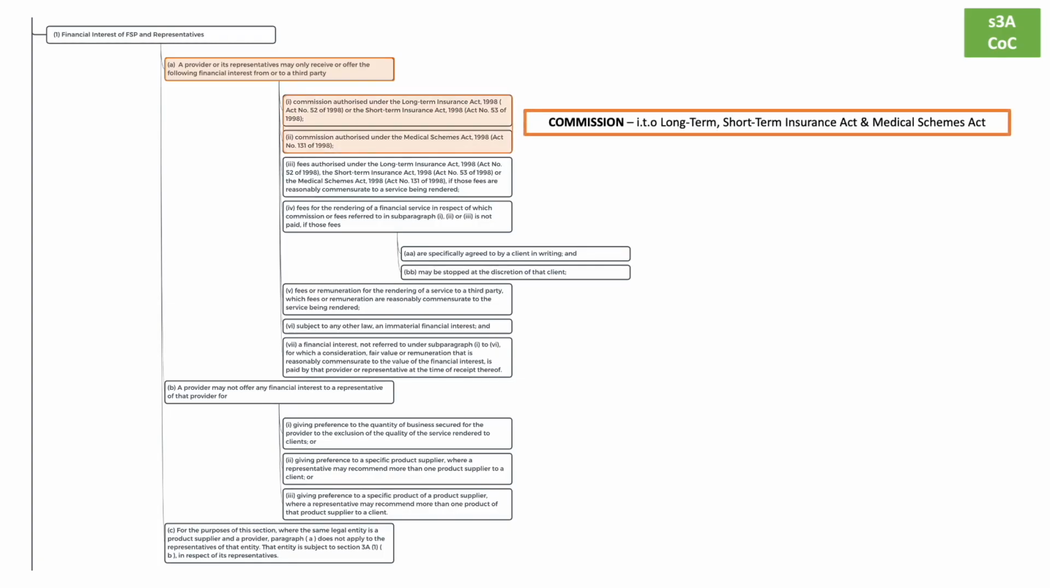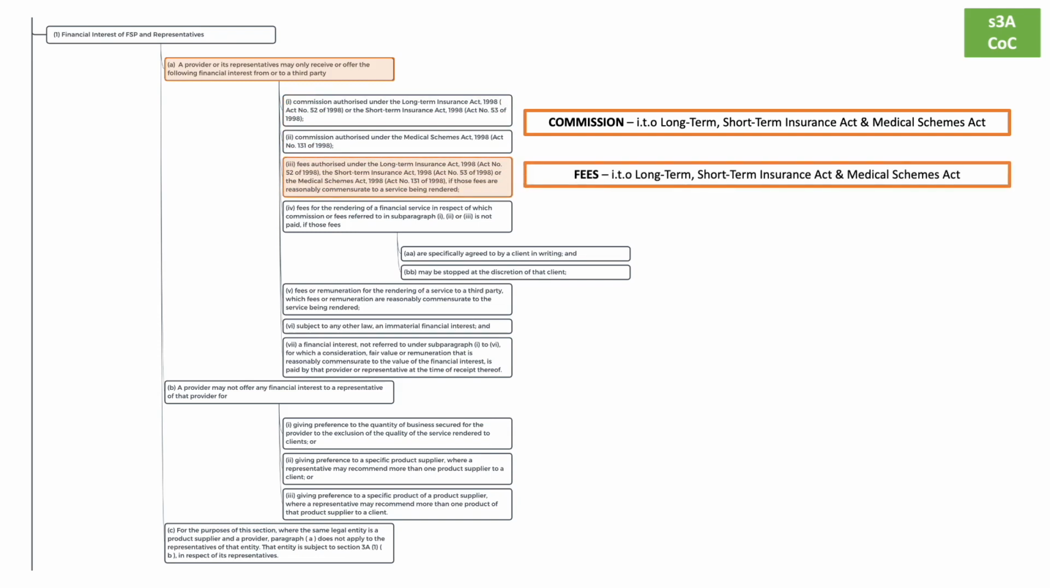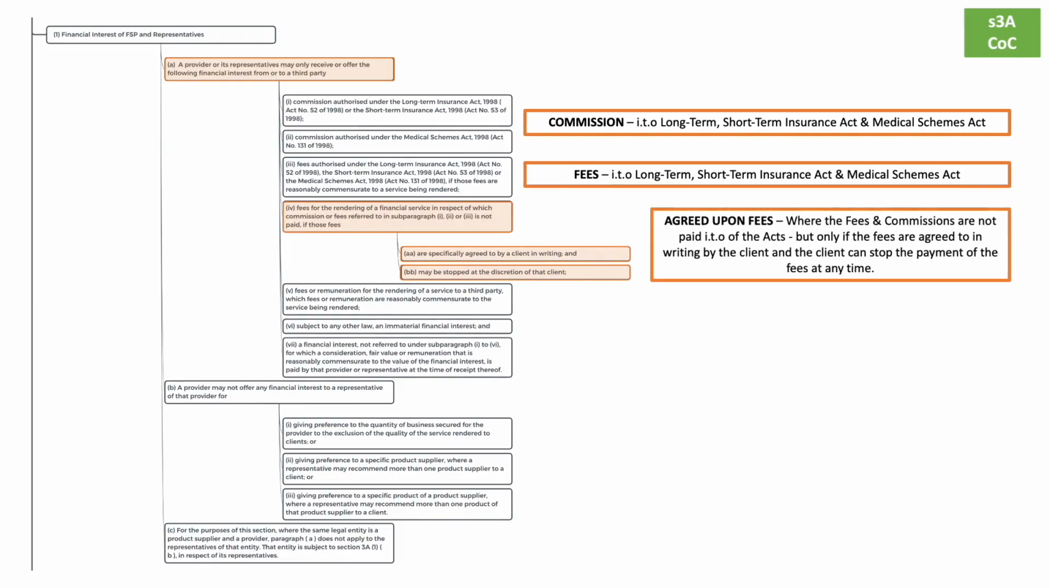Commissions, as outlined in the Long-Term, Short-Term Insurance Act and Medical Schemes Act. Fees, as outlined in the Long-Term, Short-Term Insurance Act and Medical Schemes Act. Agreed upon fees, where the fees and commissions are not paid in terms of the acts, but can only be paid or received if those fees are agreed upon in writing by the client, and the client can stop the payment of the fees at any time.